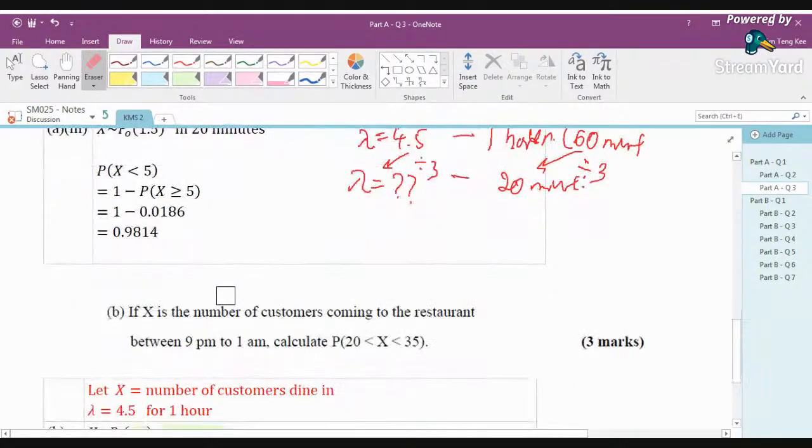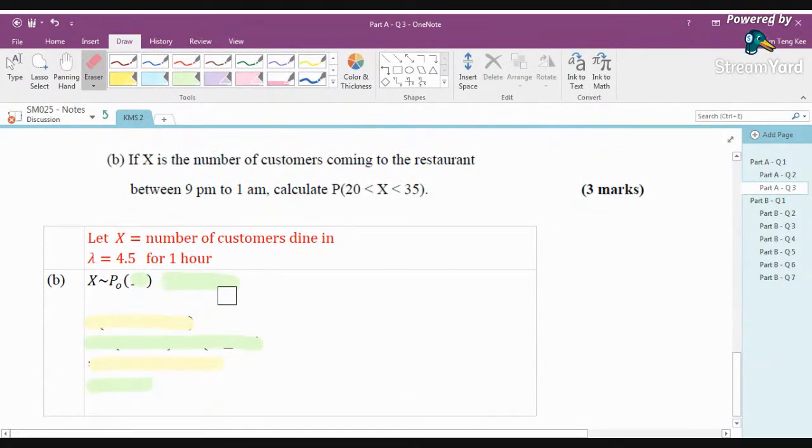Then follow part B. If X is referred to the number of customers, so guys and girls, part B actually redefines the X, but it actually doesn't change much in the situation compared to what we have defined just now. X is referred to the number of customers that dine in. The lambda is 4.5 for 1 hour. And please be aware, in this question here, the time frame that we want to use is the same as the given one. So they say from 9 p.m. until 1 p.m.